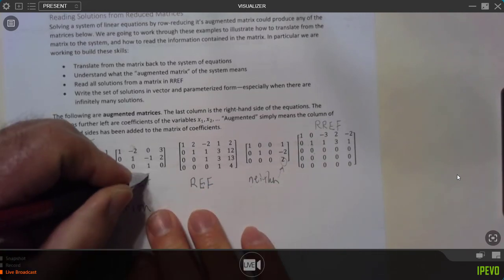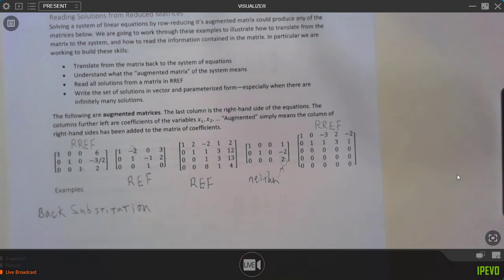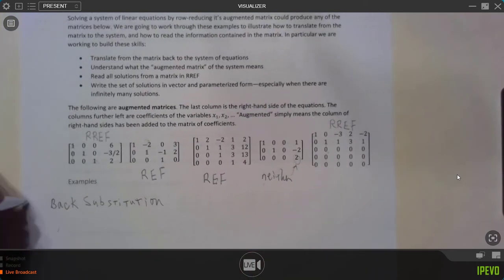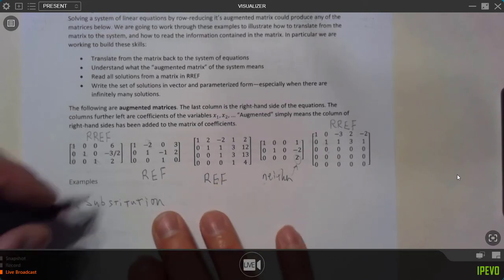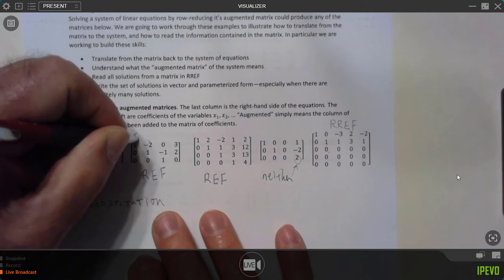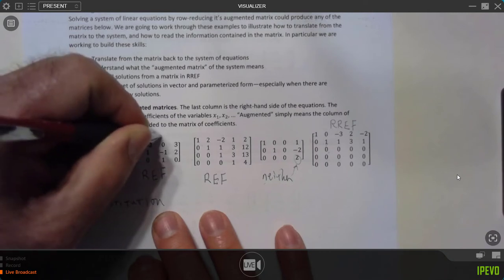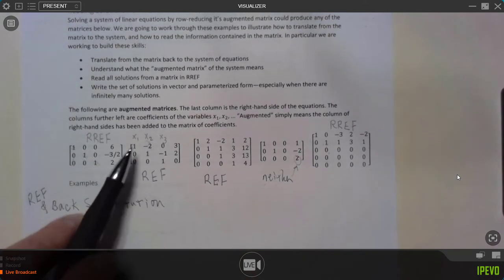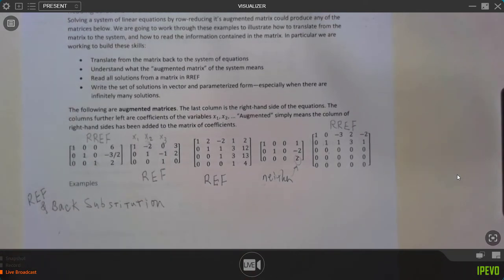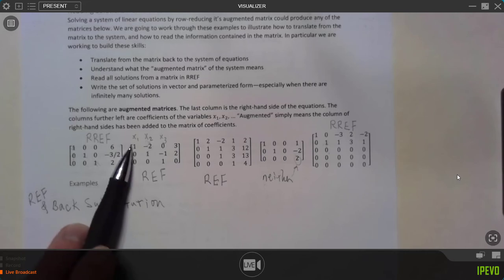This one is in row echelon form, and when we're doing back substitution, that's what we are working toward. We reduce to the row echelon form, and then we perform what is known as back substitution, and you'll see what that means in just a moment here. So I'm also going to change notation here a little bit because it's time to do this in the more mature way.